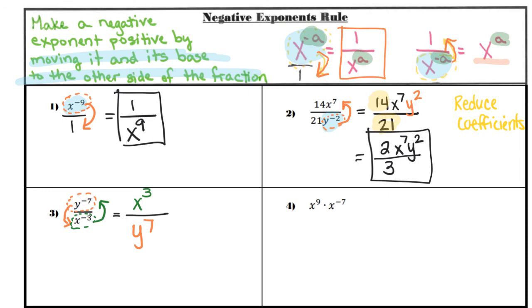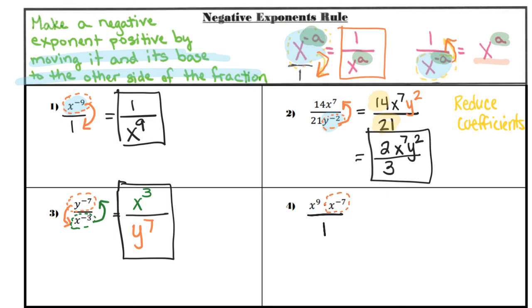So this answer is looking good. I'm going to box that as a final answer. Notice we have two positive exponents. We're good to go. And finally, example 4. We have x to the 9th being multiplied by x to the negative 7th. What I'm going to suggest is that you put that over 1 so we can see the numerator versus the denominator. And then I'm going to highlight this negative exponent.